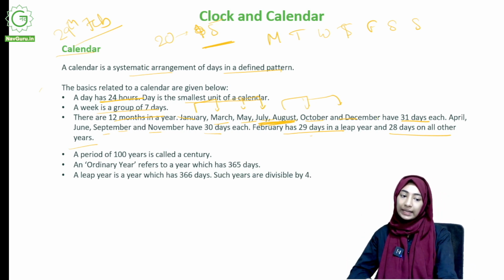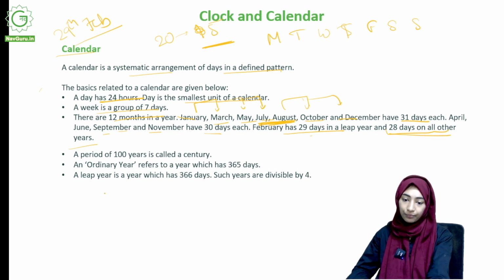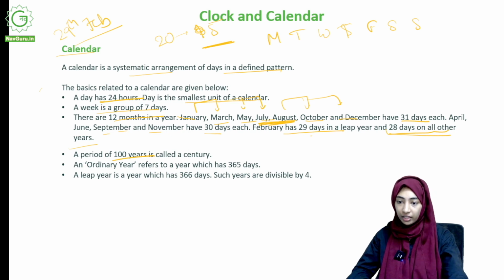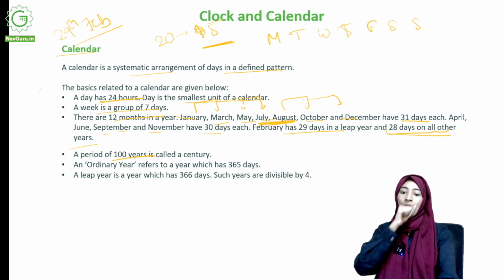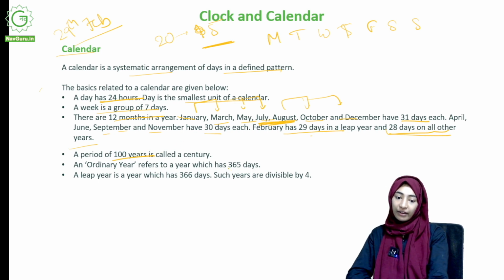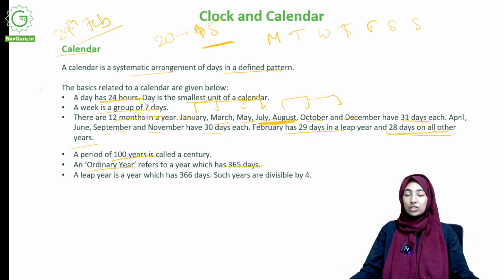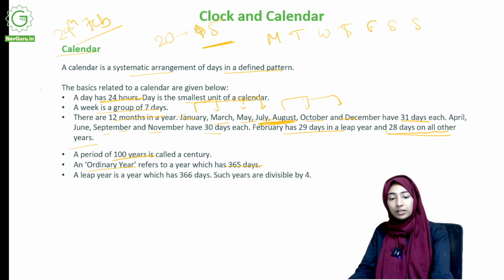Okay, so February has 28 days in all years other than a leap year. Now a period of 100 years is called a century. Sorry, not 100 days, 100 years. When you have a period of 100 years, it is called a century. An ordinary year refers to a year which has 365 days. So basically, what is an ordinary year? What's so ordinary? Years other than leap years are usually referred to as ordinary years.